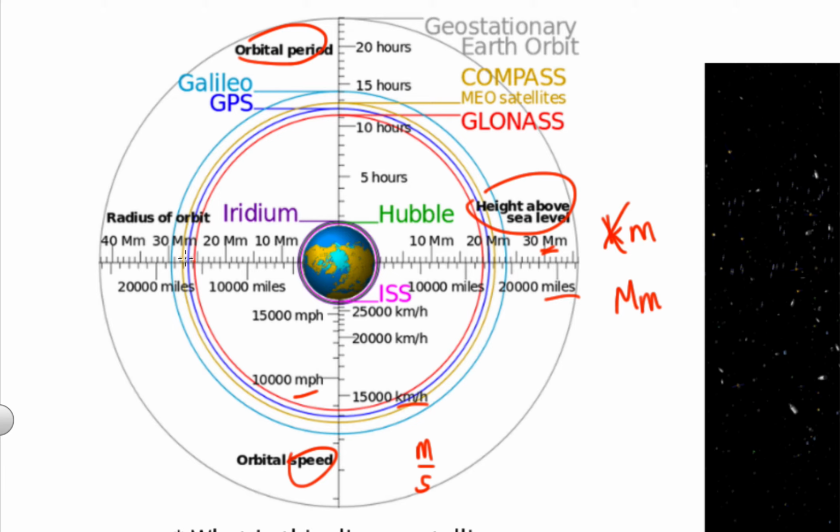Finally, on this axis, we have the radius of the orbit. Now, you should distinguish between that and the height above sea level. Sea level is, of course, right around here, but the radius of the orbit, where does that come from? Think about that, and then you'll understand why the numbers are slightly different on these two axes.